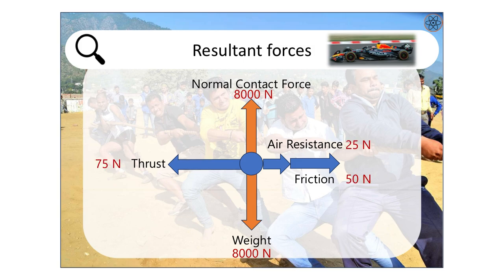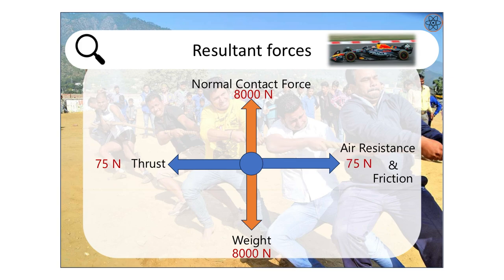We would say that the up and down forces are independent of the forces going left and right at right angles to each other, so we would treat them separately. So now we can look at the horizontal direction. If we say the thrust is 75 newtons forwards, the air resistance is 25 newtons and the friction is 50 newtons, the air resistance and friction going backwards also add up to 75 newtons, which is equal to the thrust of 75 newtons. So also in the horizontal direction, we have balanced forces, 75 forwards and 75 backwards.